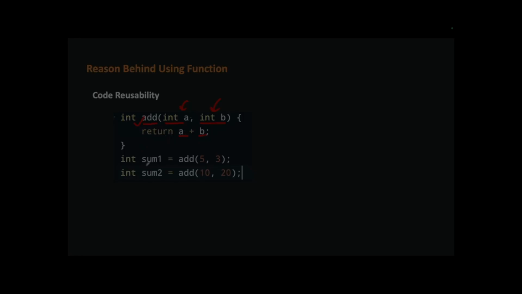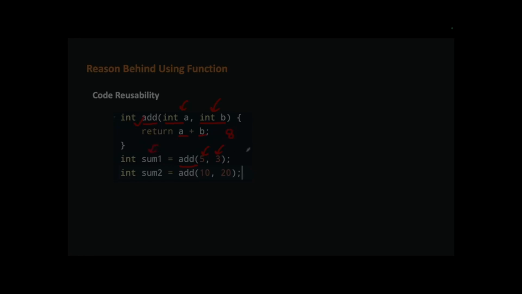Whenever it is called, here you can see the add function is called, passing the parameters 5 and 3. What happens? It will look up the function with this name and find add int a int b. The 5 and 3 will be assigned to these values and the return will be 5 plus 3, that is 8. Then the return type is integer, and the value is stored in sum1.